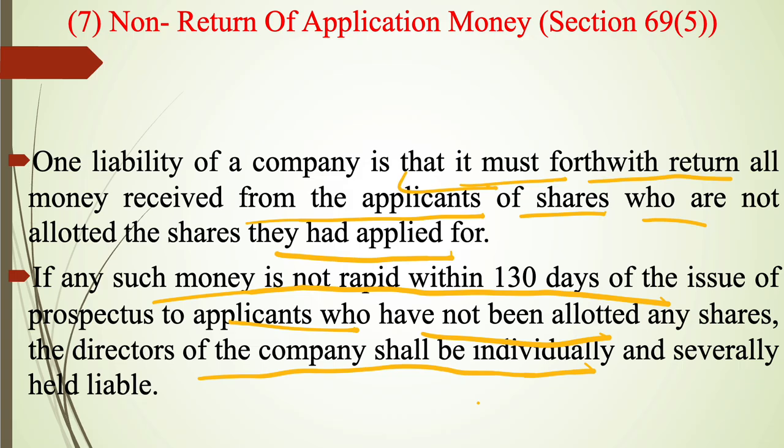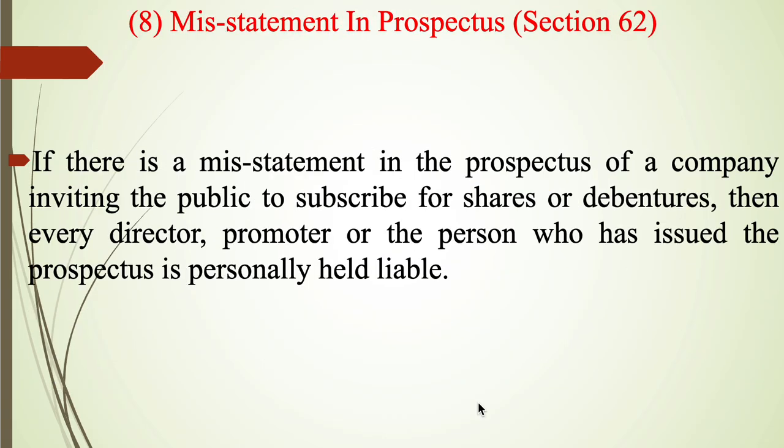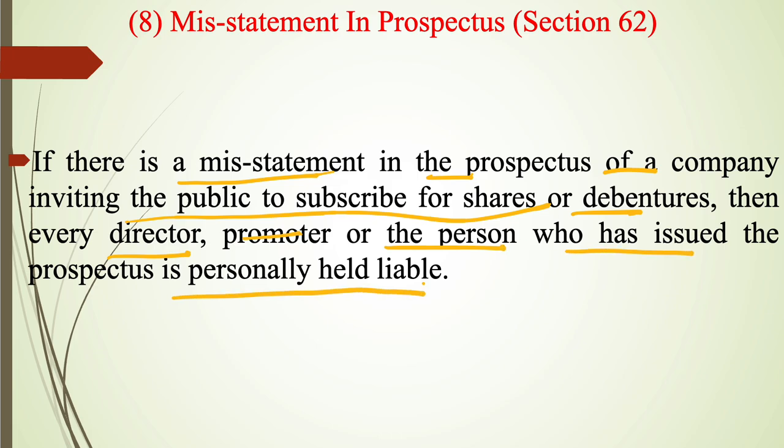The last condition of lifting the corporate veil is misstatement in prospectus under section 62. If there is a misstatement in the prospectus of a company inviting the public to subscribe for shares or debentures, then every director, promoter, or the person who has issued the prospectus is personally held liable. So in the case of misstatement in the prospectus of the company, in public or private companies, the director, promoter, and the person who issues the prospectus is liable for this act. So these are the different conditions for lifting the corporate veil.